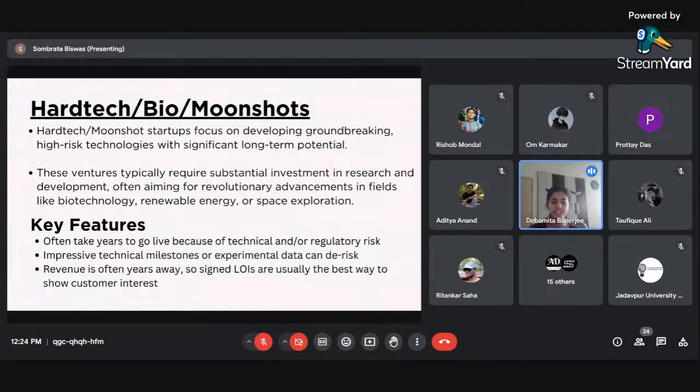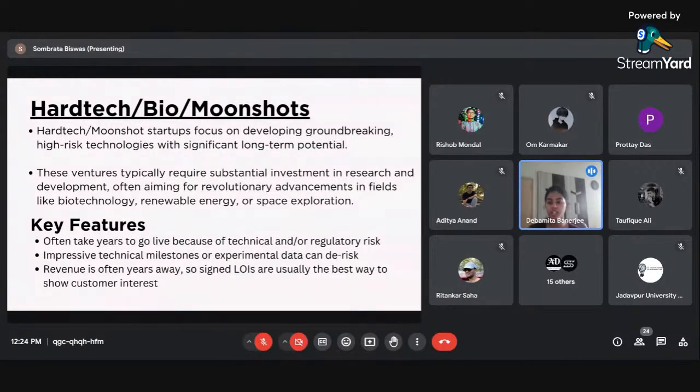Key features often take years to go live because of technical or regulatory risk. Government, for example, for self-driving cars, governments would not allow them to drive on roads. Technical, it's so far off, it'll take you a lot of years to figure out the entire mechanics of it. Impressive technical milestones or experimental data can de-risk.